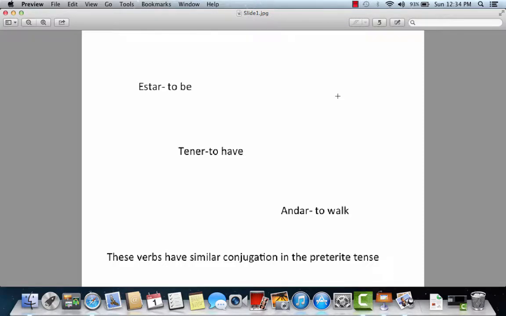Hello students, today we're going to talk about estar, tener, and andar. These verbs have similar conjugations in the preterite tense. You'll see how easy it is to study them all together.